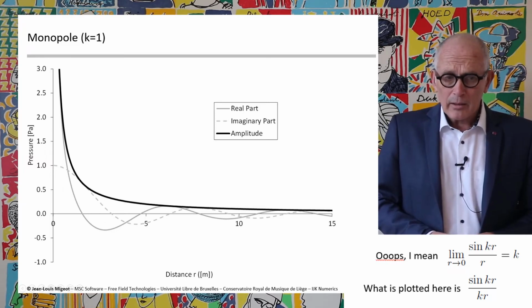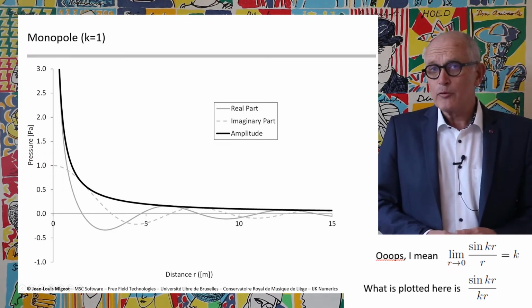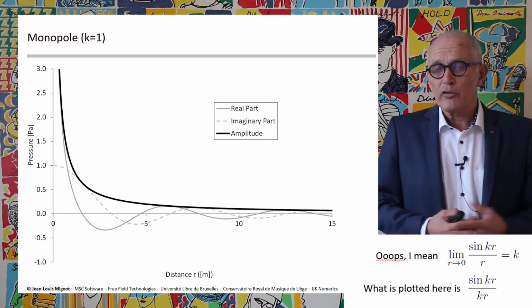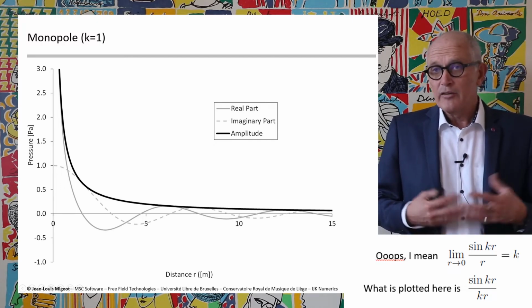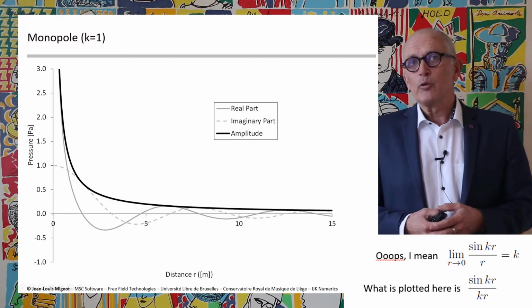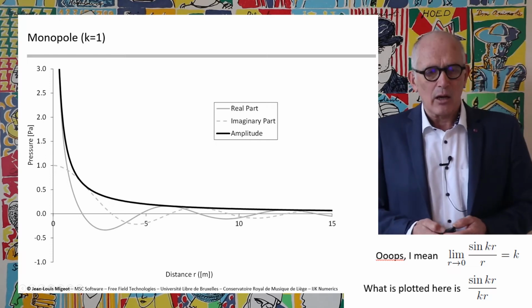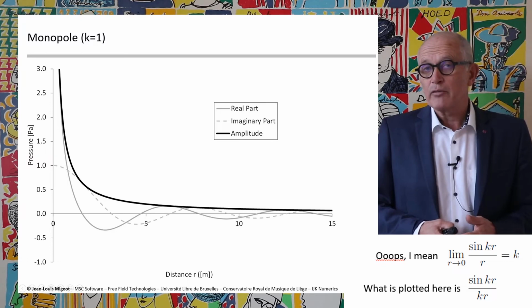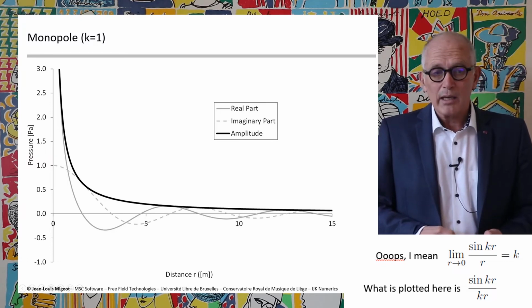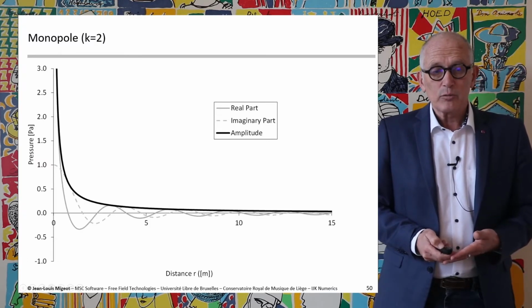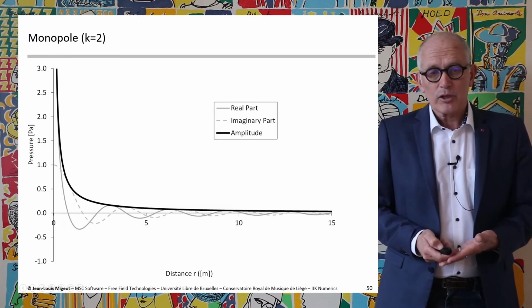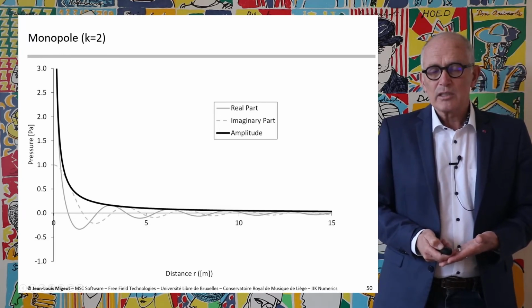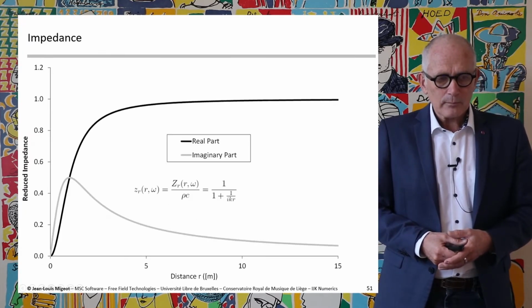And of course, because we have a sine and a cosine term that add together, the envelope, let's say the amplitude of the pressure, just decays in 1 over r. So in this first picture we have taken k equal to 1. If we increase the frequency, we get a different pressure distribution, which is this one.